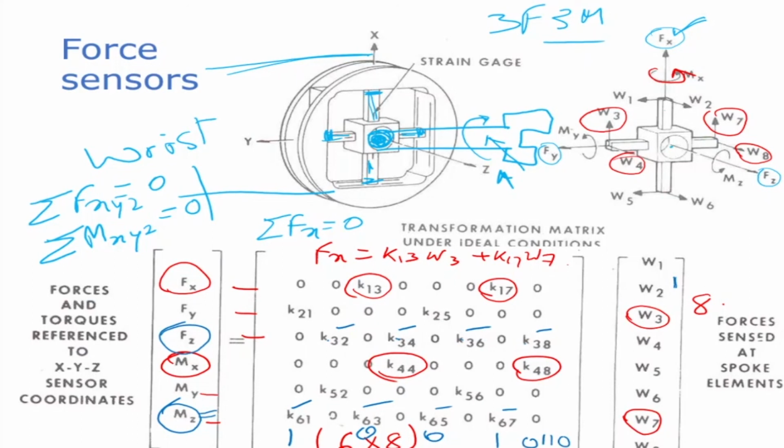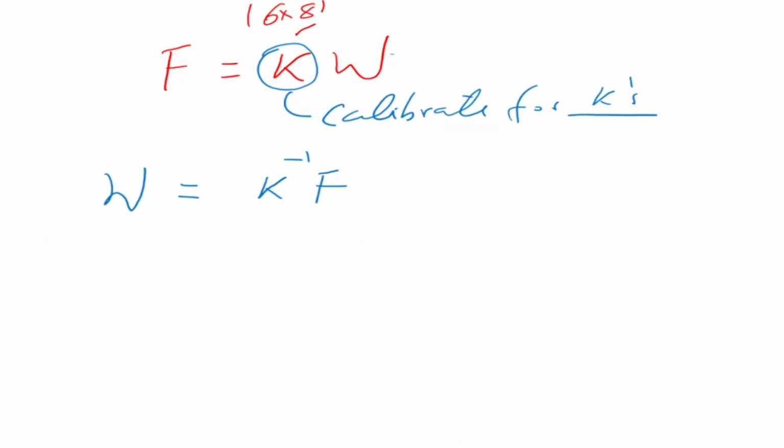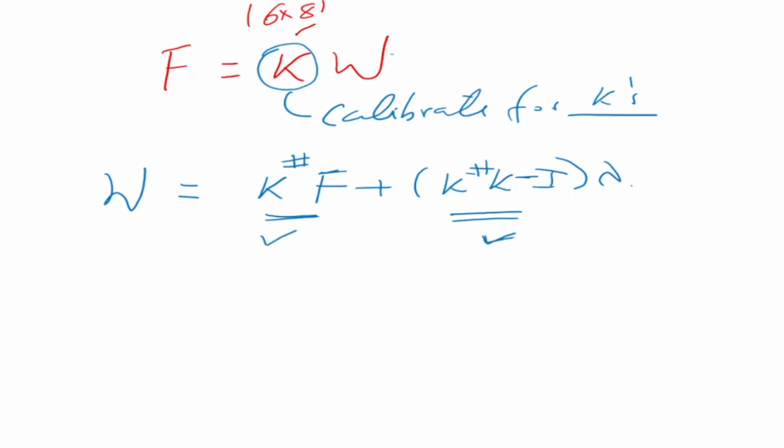So if you want to find W, what you need to do is take the inverse of K, and the inverse of K is the pseudo inverse of K into F plus (K hash K minus I) into lambda. This is the solution, this is one part and this is another part of the solution, and this is essentially the error. Why? Because K is non-square, because K is a 6 by 8 matrix.